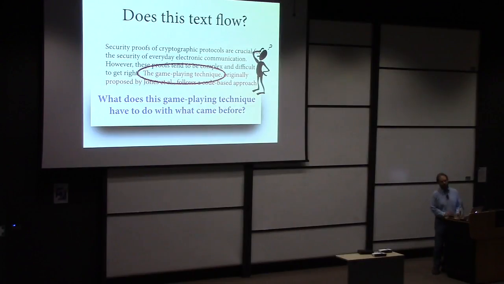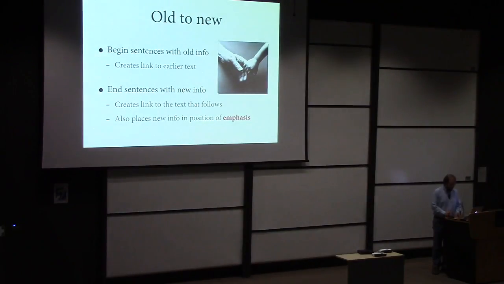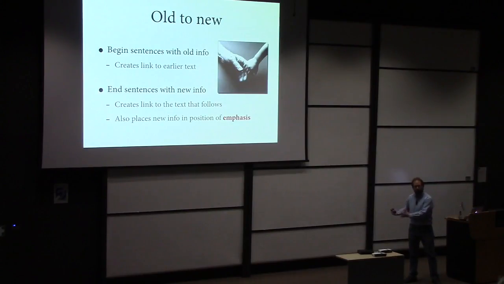And this happens all the time in papers that I read. So what can you do about it, or how can you identify the problem or the fix in a more systematic way? The idea is very simple. It's something that we call the old to new principle. The principle is that, in general, sentences should begin with old information and then move towards new information at the end.